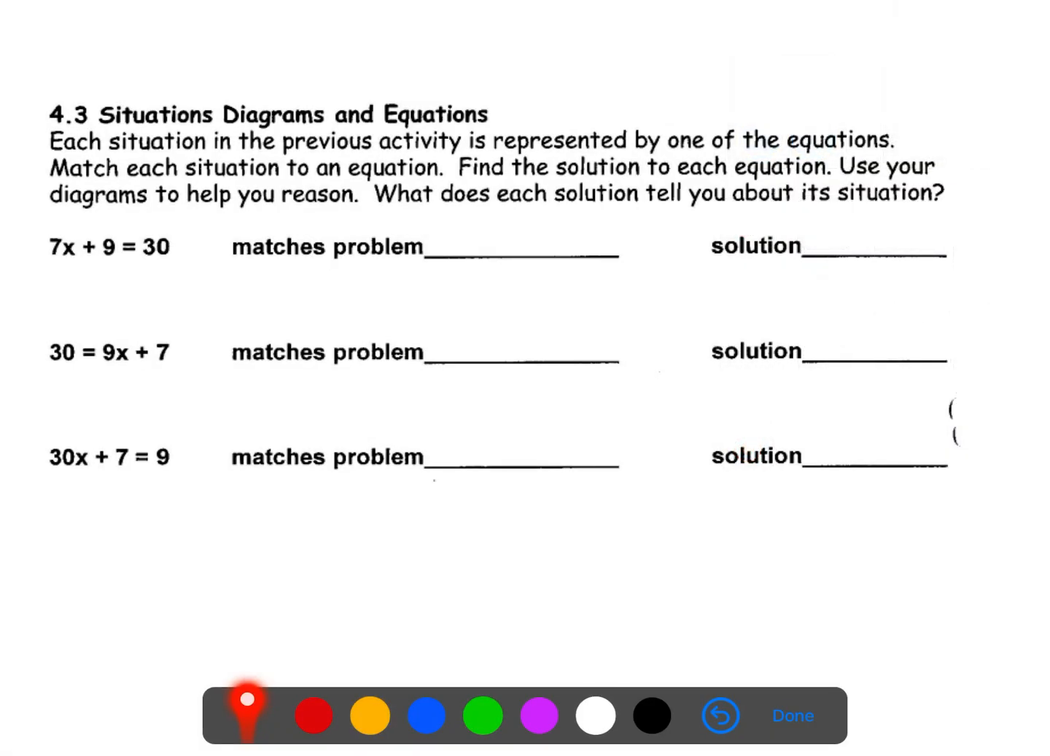Now, as we move into the next activity, this one had us match each situation in the previous activity to one of the equations. Match each situation to an equation, find the solution to each equation, and use your diagrams to help you reason. Okay, so let's find all of the situations that match 7x + 9 = 30.